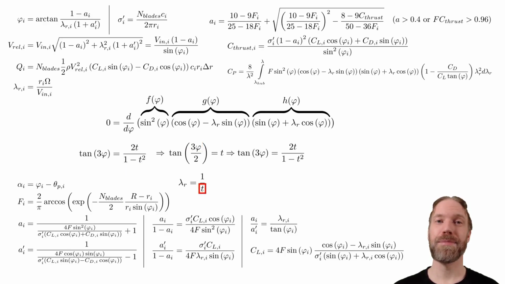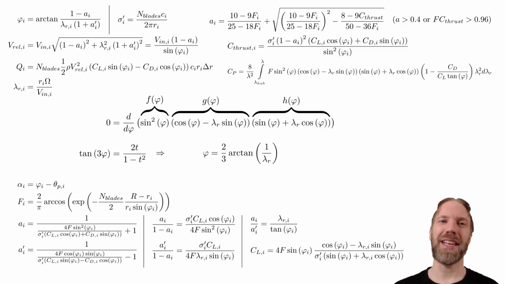Solve for t. Insert into our Weierstrass substitution. We can write it in terms of arctangent and solve for the angle of relative wind. This is our new expression for the angle of relative wind, where wake rotation is included.